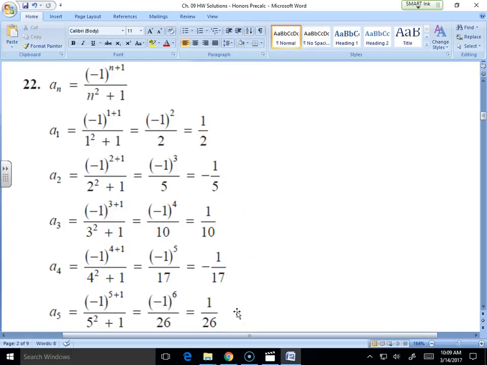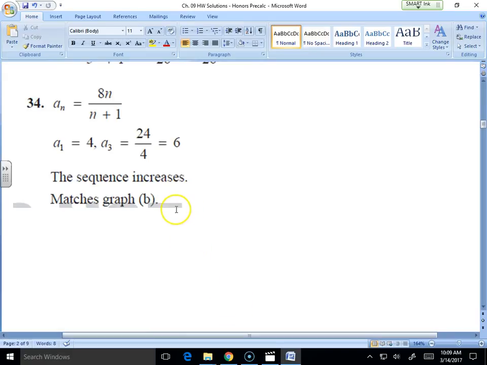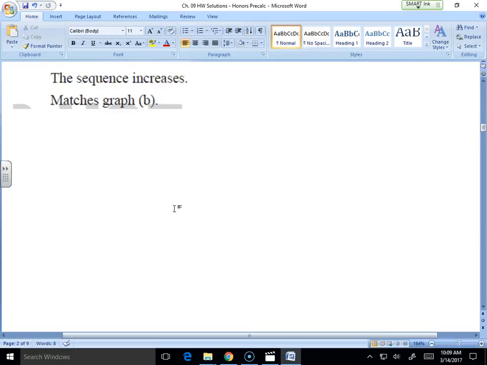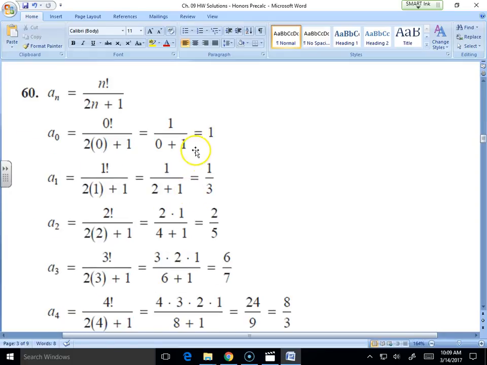Number 34, B as in boy. There you go. As in berry pie. As in boisterous like you. Oh my goodness. Number 60. You had to start at a sub 0. Did you do that? 1, then 1/3, then 2/5, then 6/7, then 8/3, that was the first 5 terms. You start at 0, you only go to a sub 4. We got it?